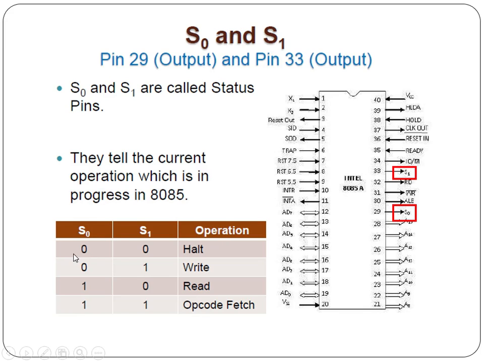If the value of S0 S1 is 00, then the microprocessor is in the hold position and does not do any operation. If S0 is 0 and S1 is 1, the microprocessor writes data to the input output block, and maybe to memory. If S0 S1 is 10, the data is fetched from memory or input output. If S0 and S1 are both 1, the microprocessor fetches the opcode from memory.